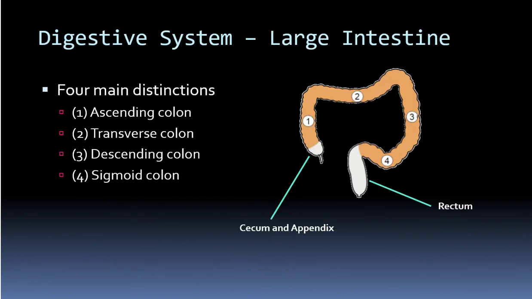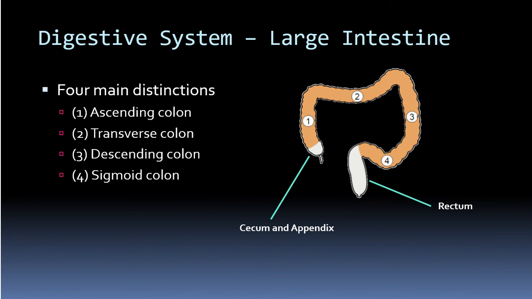Now, getting into the last major hollow organ of the digestive system, the large intestine, which, similar to the small intestine, is broken up into different regions, which aren't actually distinguishable per se if you were to stretch out the large intestine straight across. But essentially, these different distinctions can be seen through the different bends the large intestine takes.